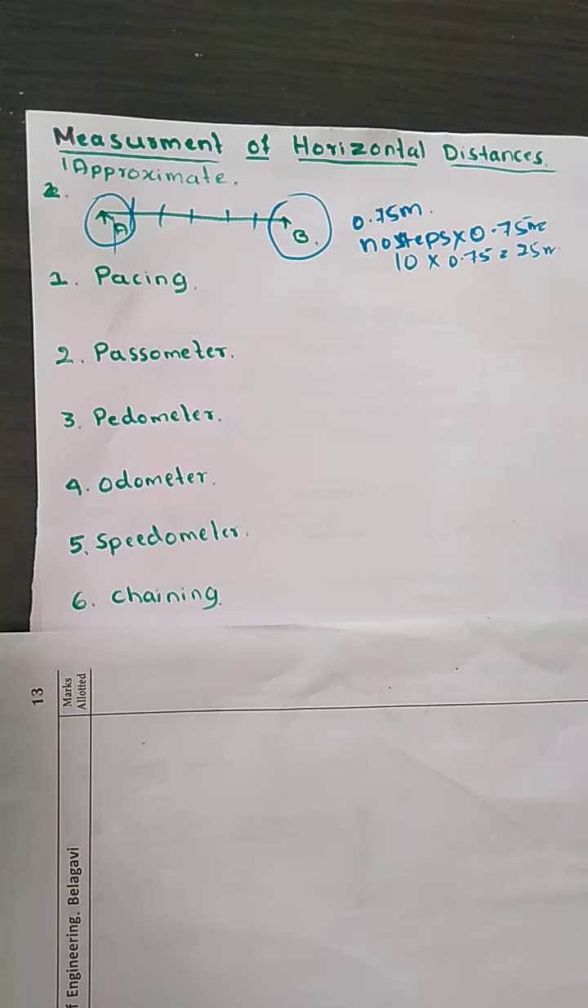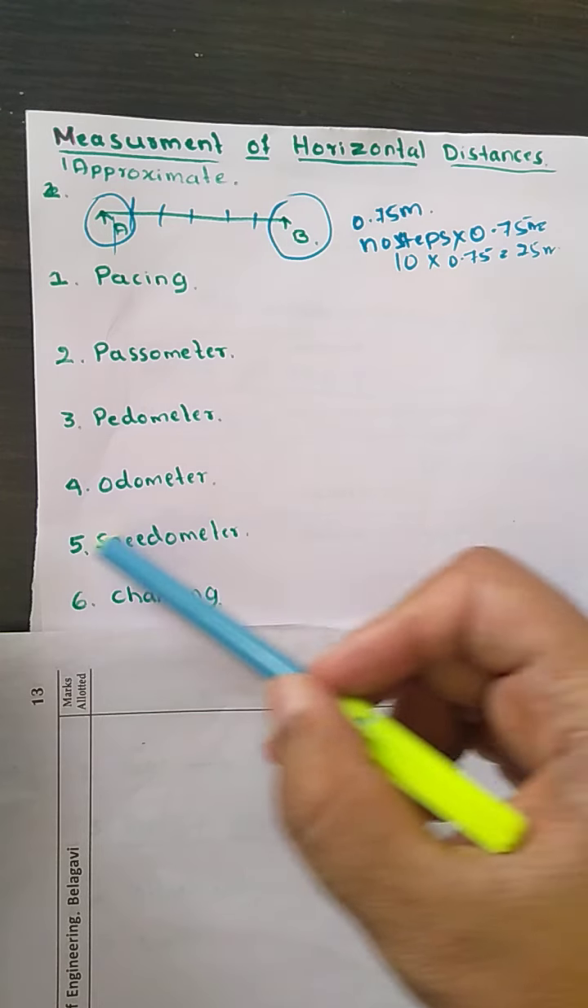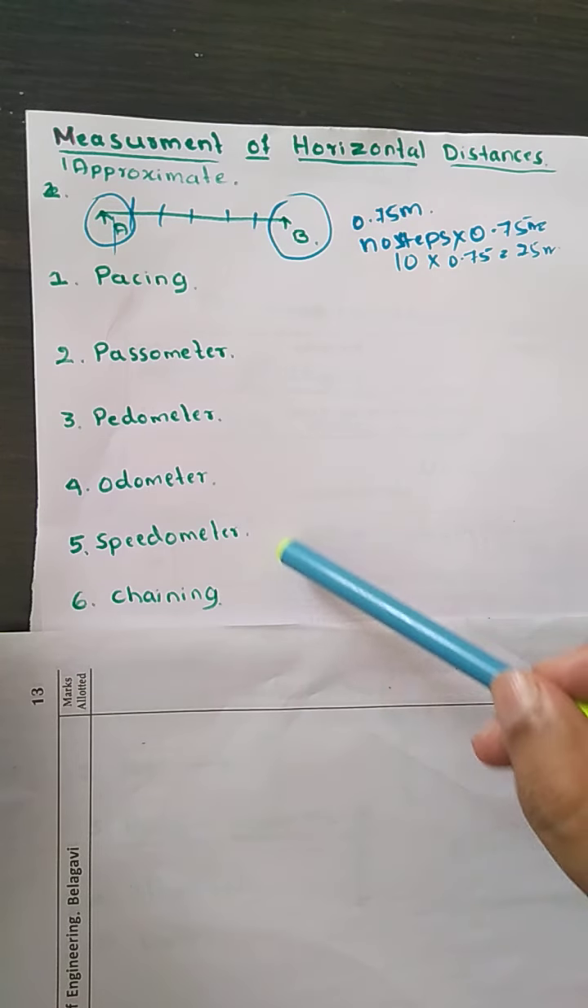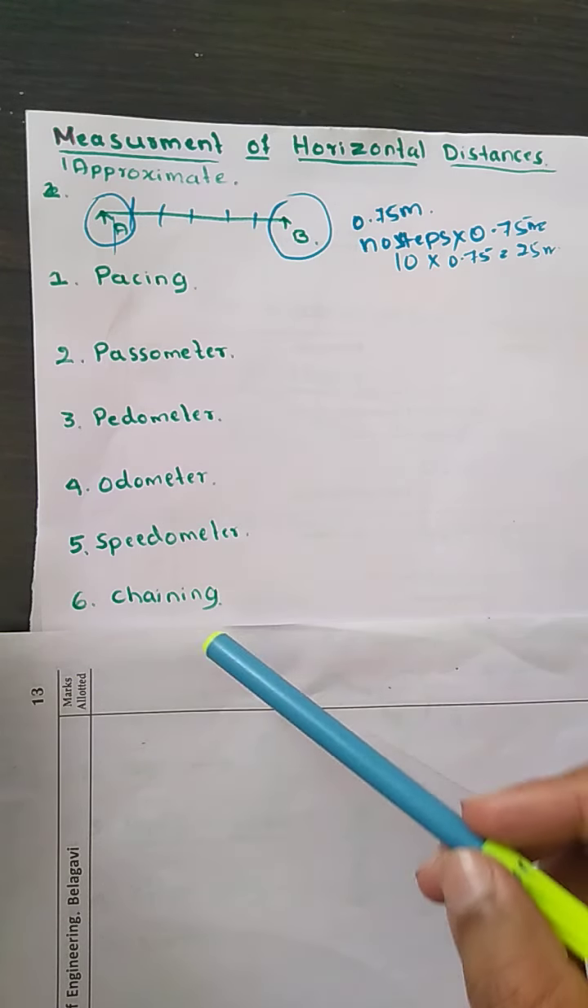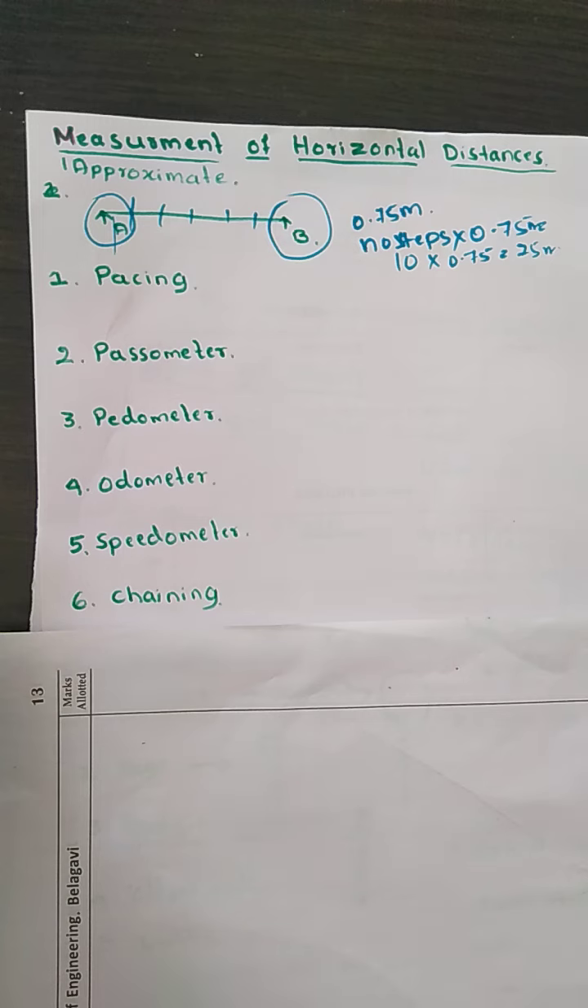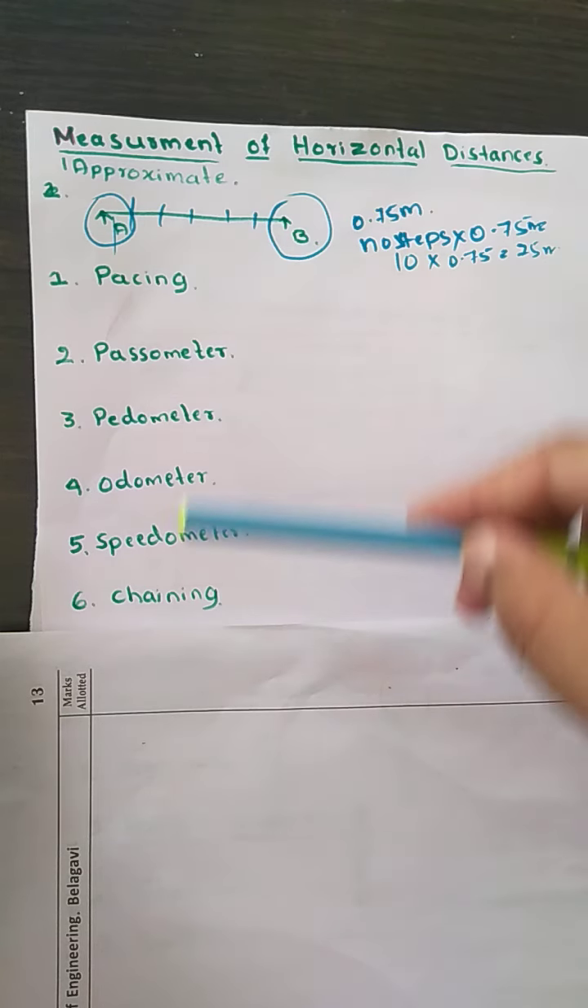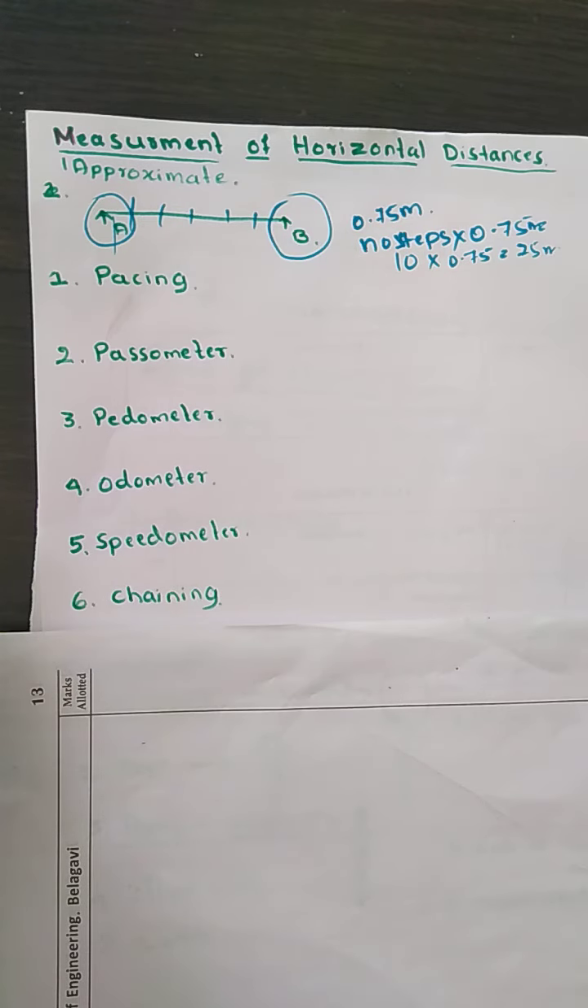Then chaining. Of the various methods of determining distance, chaining is the most accurate and common method that we use. Normally in civil engineering, when we measure the distance between 2 points, we measure it using either a chain or a tape. This is the most accurate and most commonly used method. The above methods are approximate methods.